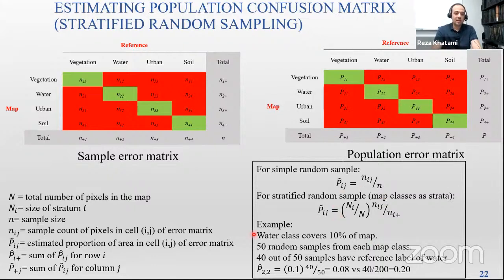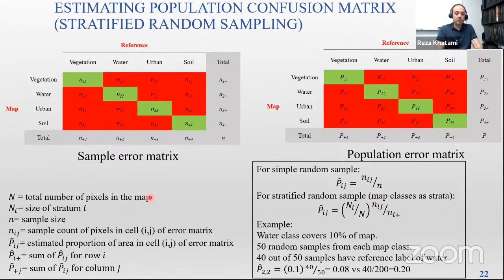For example, let's say in our map, the water class covers 10% of the pixels in the map, 10% of the area, and we have taken 50 samples for each class. Let's say from those 50 pixels for the water class, 40 of them have a true label of water, which means they have been classified correctly. So now what is the element P2,2, which is the proportion of the map that is classified as water and is classified correctly? It would be 40 divided by 50, but we need to multiply it by 10% because that's the proportion of the water class, and what we get is 0.08.